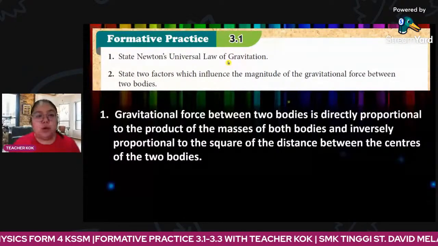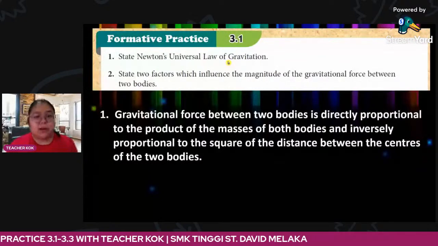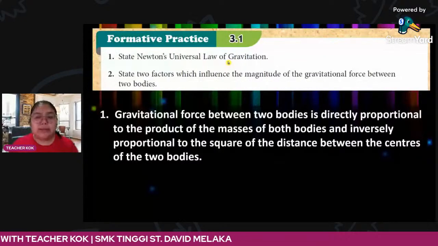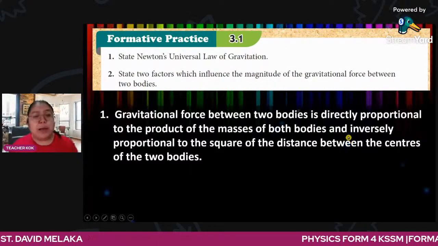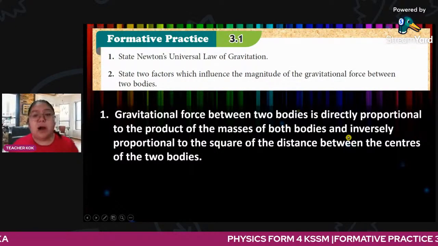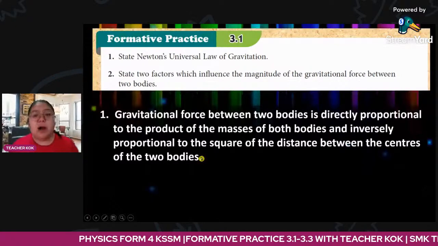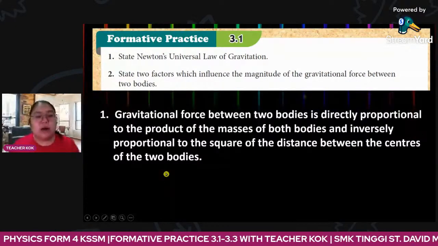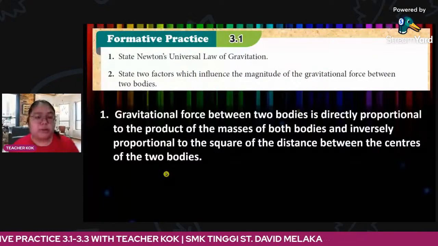Okay, gravitational force between two bodies is directly proportional to the product of the two masses of the bodies. After that, it is inversely proportional to the square of the distance between the centers of the two bodies. So this is the definition of Newton's universal law of gravitation.